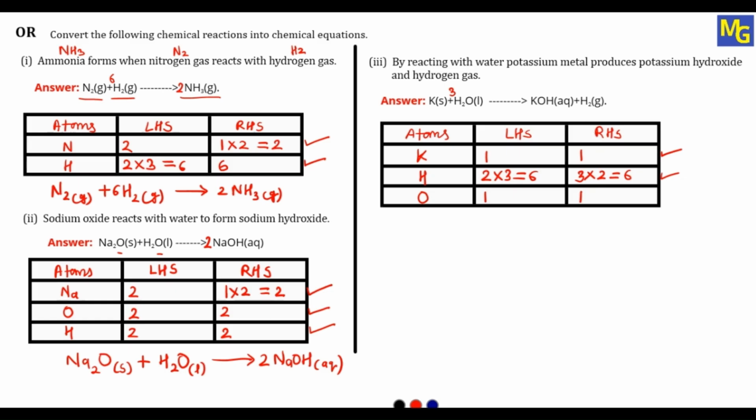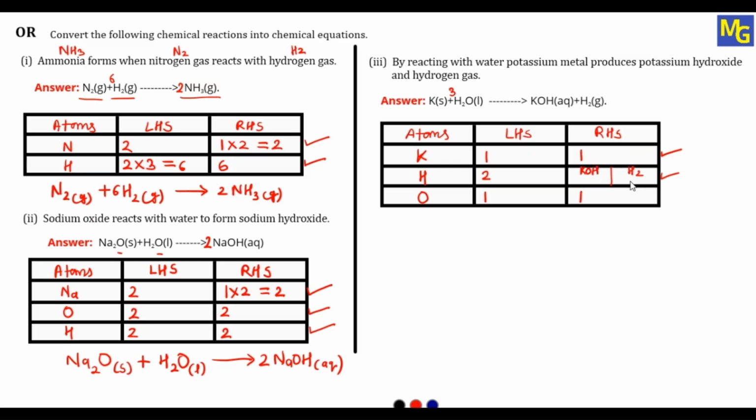So by this method we are not able to balance this reaction. We will make a little bit of changes in this. Here we are not able to balance by that method, so we will divide this and write KOH on one side and H2 on the other side. We will balance it separately.